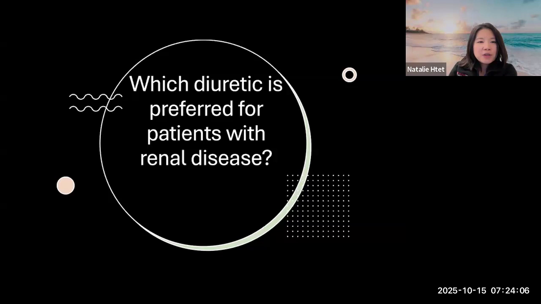So the loop diuretics are actually preferred in moderate to severe renal disease. In the US we call it Lasix, but the generic name is furosemide. But other agents like bumetanide and torsemide, which has a longer half-life and better bioavailability orally, are all in the same category of loop diuretic. The reason they are preferred is their site of action. They work on the thick ascending limb of the loop of Henle, and so that area remains effective even in reduced GFR states.